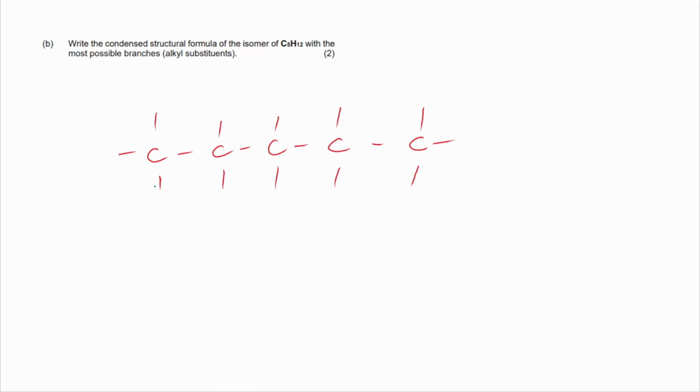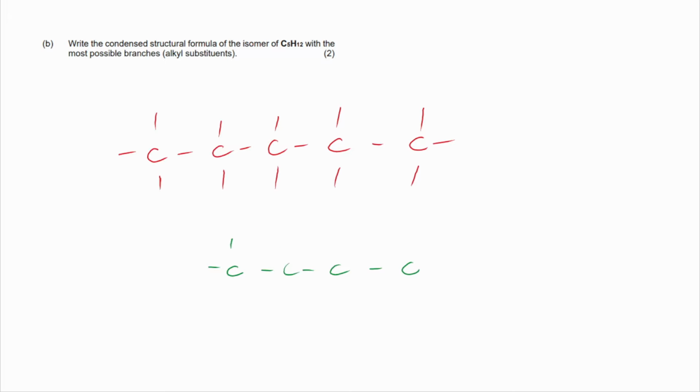Well, we won't be able to put a branch here, right? For example, we won't be able to have a C here, because that's literally the same thing as what we have above. It's still a chain of 5. So it's not a branch. It is part of our chain.